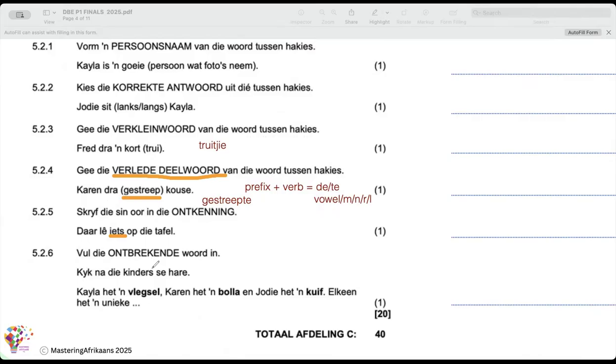Okay, so it says, kyk na die kinders se hare, look at their hair. Kayla het 'n vlegsel, Karen het 'n bolle en Jody het 'n kuif. Elkeen het 'n unieke. So they're asking for one word to describe what is unique about a vlegsel, a bolle, and a kuif. And you can see that in the picture. Vlegsel is a plait, bolle is a bun, and a kuif is a fringe. So the word that they were looking for here was haarstyle, a different hairstyle.